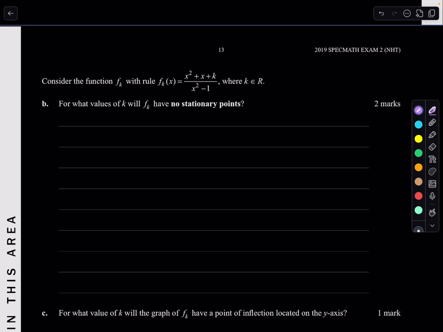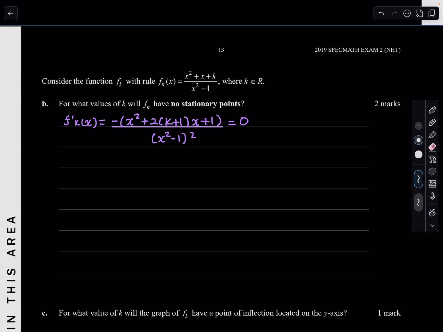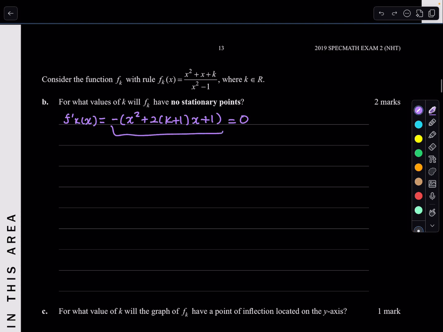So let's write this down. So f dash k of x is equal to negative x squared plus (2k plus 1)x plus 1, all being divided by (x squared minus 1) squared, equals 0. That's what we want to do, yeah? We solve it to equal 0. Now, of course, the bottom part doesn't equal 0, it cancels out, disappears. Now, we want it to not exist. So how do we make this not exist? Especially as it's actually a quadratic. If you actually look at this, this is a quadratic.